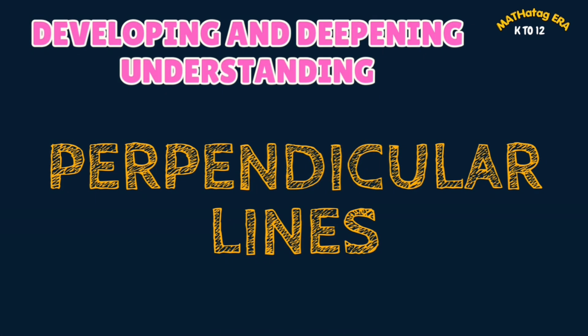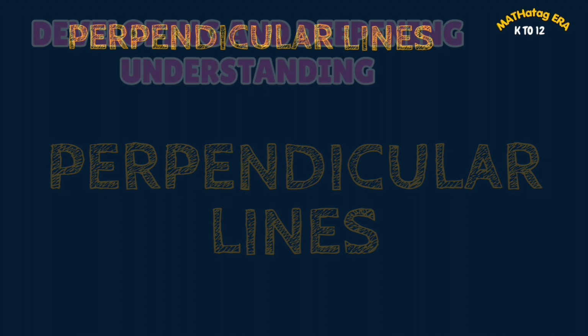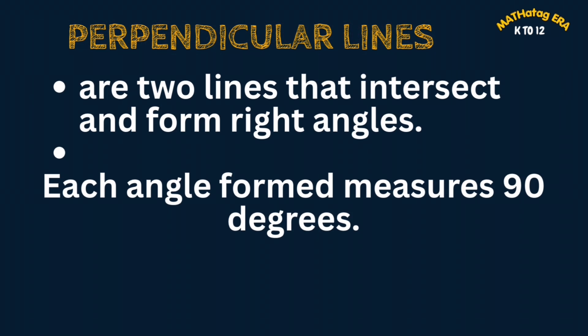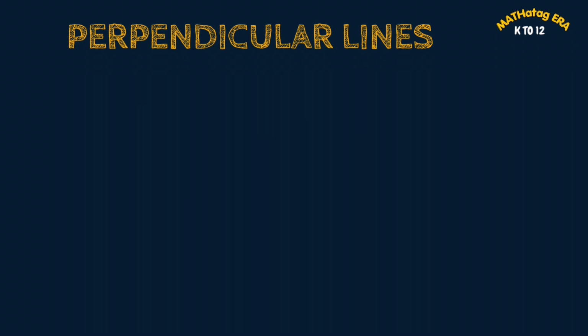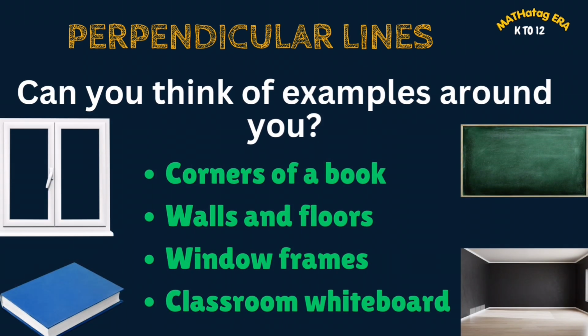Perpendicular lines are two lines that intersect and form right angles. Each angle measures 90 degrees. So, can you think of examples around you? So, yung mga possible answers natin, yung corner ng book.